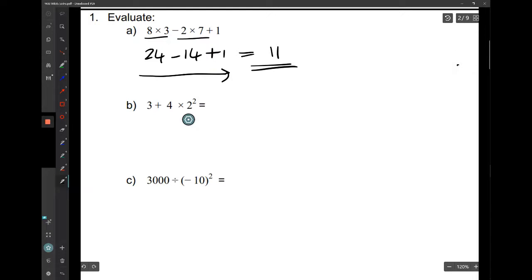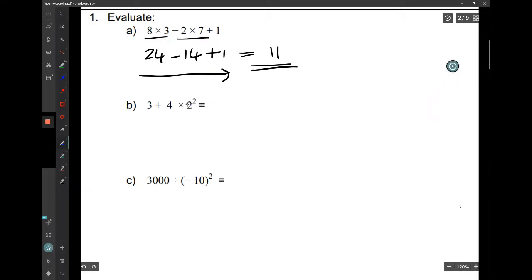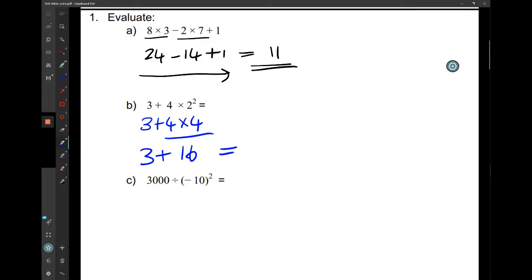Okay, next question, part B. We're going to do the powers first, then the multiplication and then the addition. So 2 squared is 4, so 3 plus 4 times 4. You're going to do 4 times 4, so it becomes 3 plus 16. And then 16 plus 3 is 19.